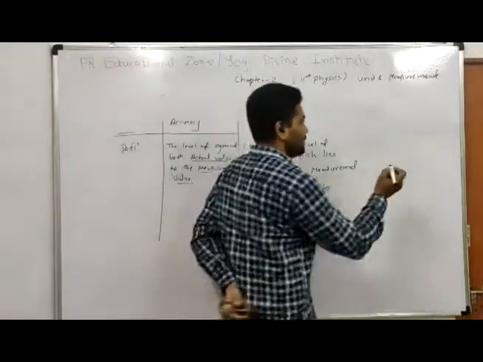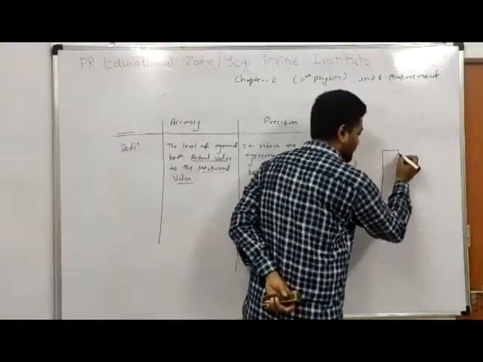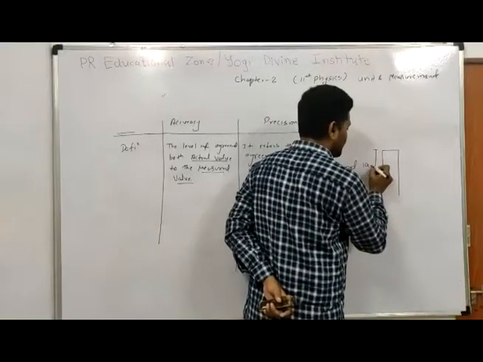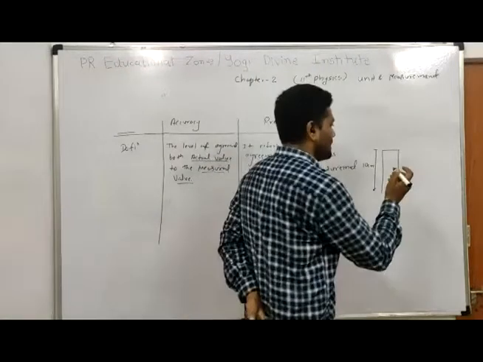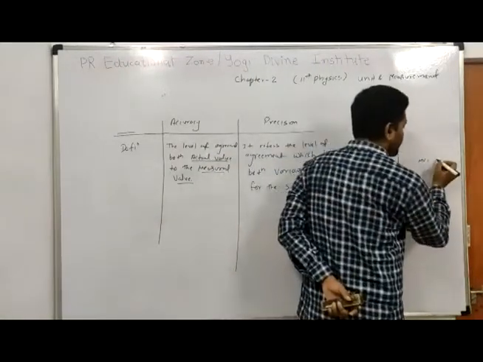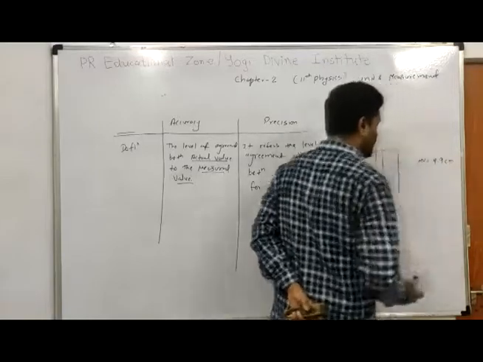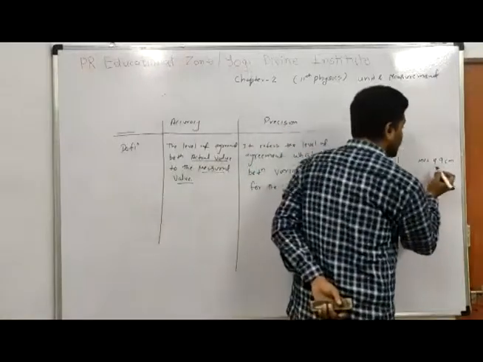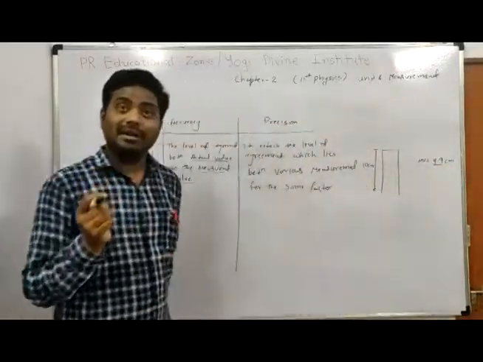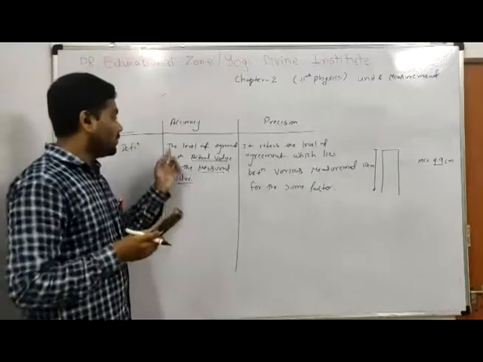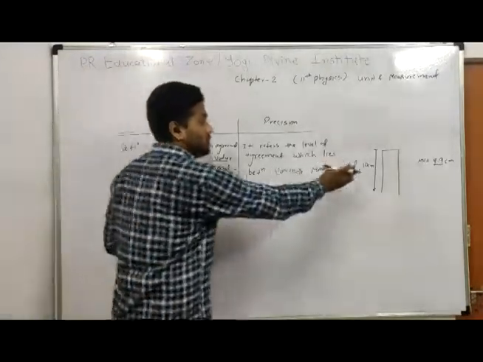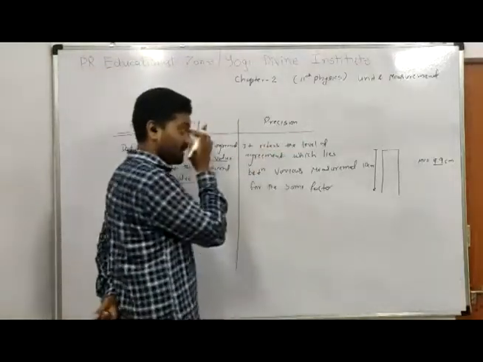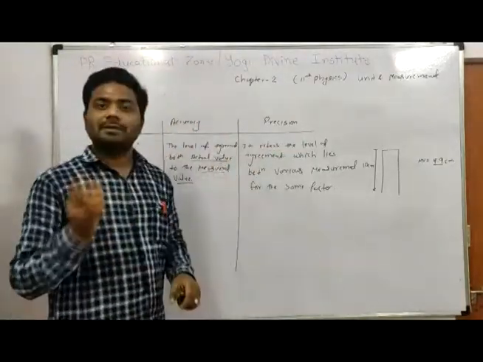For example, we have this length. This is a building. The length of this building is 10 centimeter, and my measured value is showing the length of this building is 9.9 centimeter. So it shows how much accuracy there is. The 9.9 represents the accuracy, meaning how close the value is to the actual value. Clear? But precision refers to the level of agreement between various measurements.